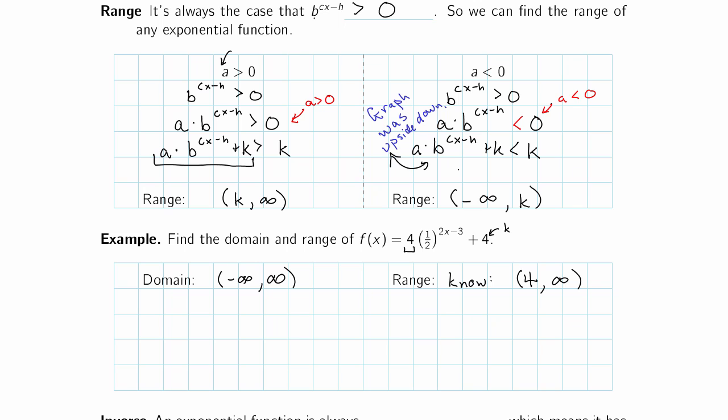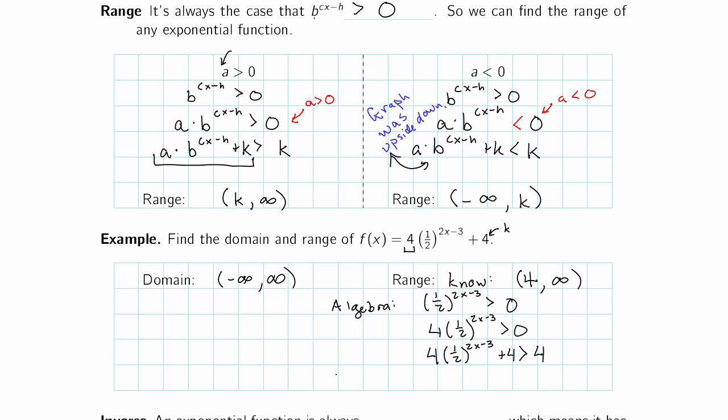Or we can do some algebra. 1/2 to the 2x minus 3 is always positive. So 4 times 1/2 to the 2x minus 3 is always positive. So 4 times 1/2 to the 2x minus 3 plus 4 is always greater than 4.